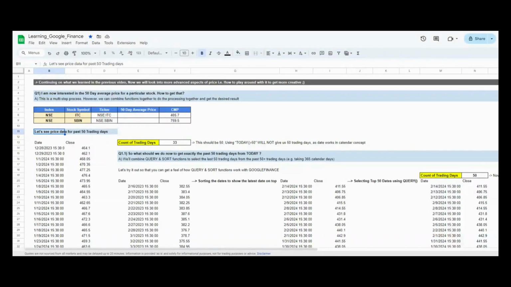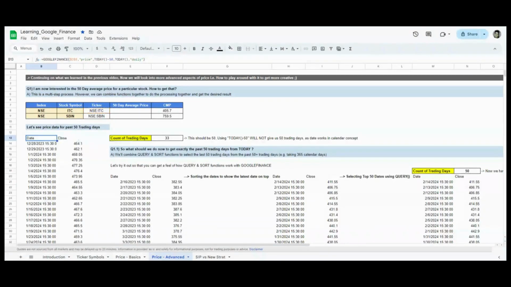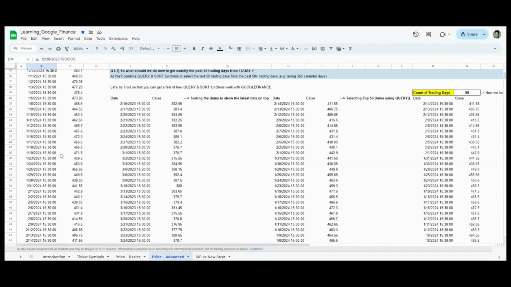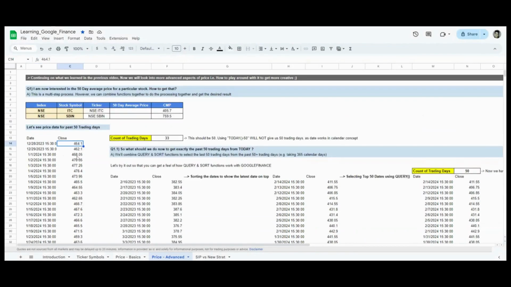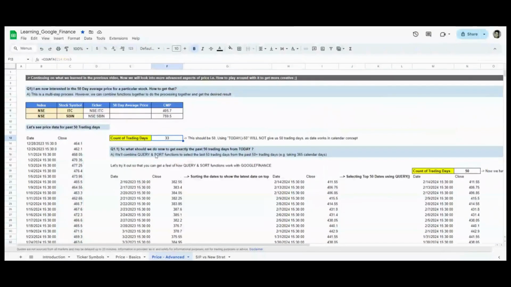What do we need? We need its price from today minus 50 to today. This is the time interval and we want it at a daily time frame. Okay, so this will give us price information. But if you notice the count here, if I just change this to count, I have only 33 rows here. Why is that? The problem here is the price is stored for every trading day. They don't add the weekends, Saturdays or Sundays, or any market holidays in that count. So if you do today minus 50 till today, you'll only get the number of trading days that happened in the past 50 calendar days.